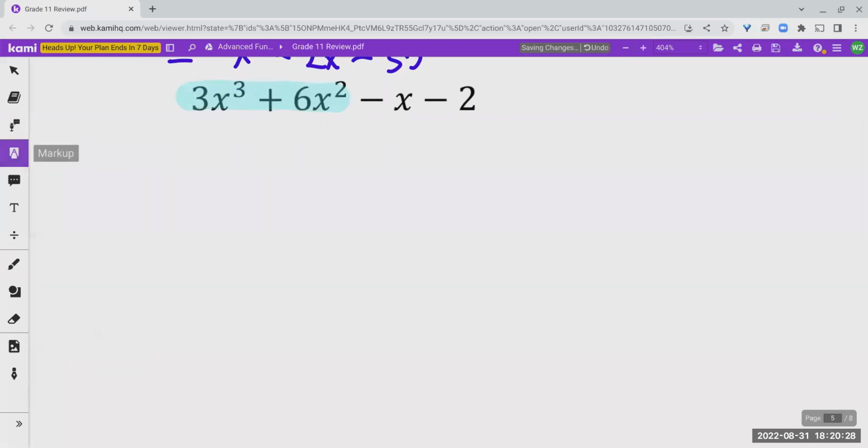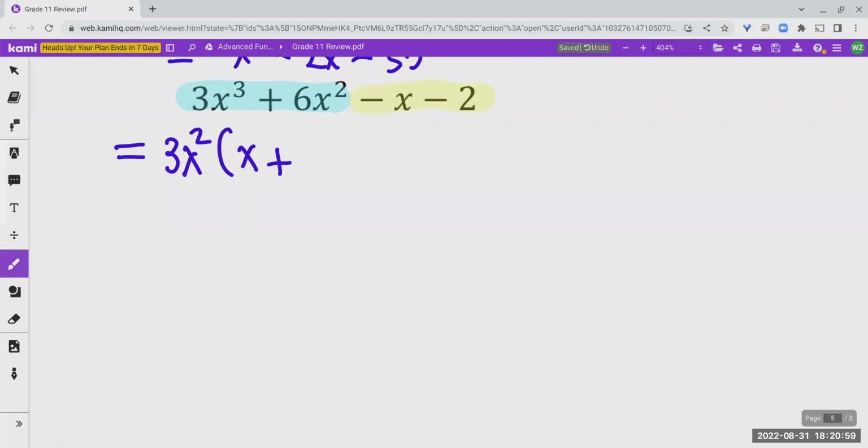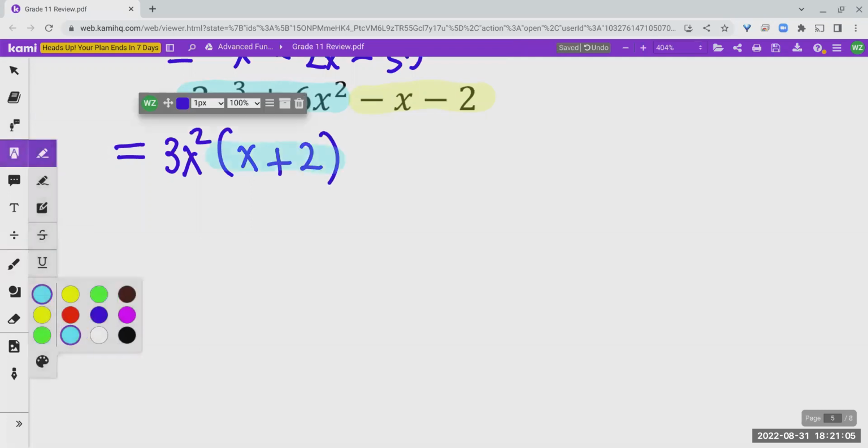What do I mean by factor by grouping? I'm going to group the first two terms together and group the last two terms together. And then I'm going to factor them twice. So they do have common factors if you split them into two groups. So the first two terms, 3x cubed and 6x squared, you can factor out 3x squared. If you factor out 3x squared from 3x cubed, you just have an x left. If you factor out 3x squared from 6x squared, you have a 2 left. And I'm going to highlight this in blue. You see what I did there?